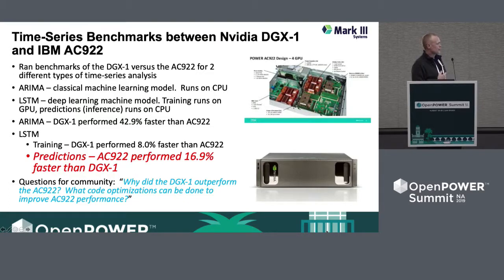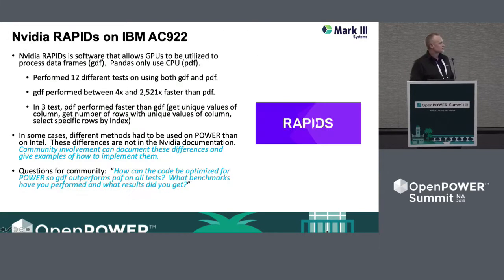So questions for you guys. Why did the DGX outperform the AC922? I don't know the answer. I can play with it some more and look at it, but if you guys are really good at optimizing code, I'll give you the code. And Chris has access to all of these servers. We have a DGX if you want to get on and try around with it. You got Nimbix, you got all these other companies. Let's optimize this code. Let's make it faster on everything.